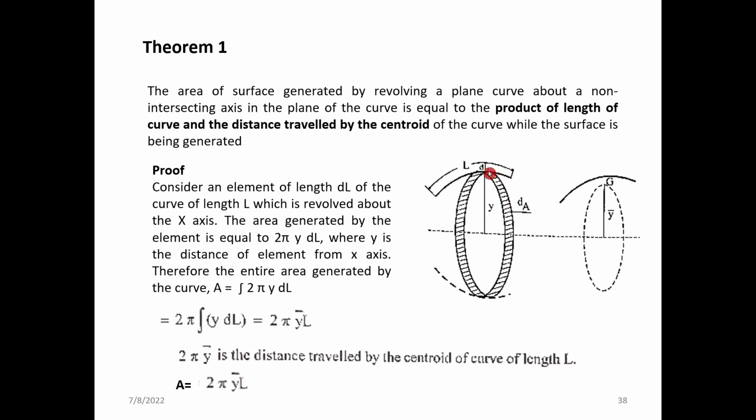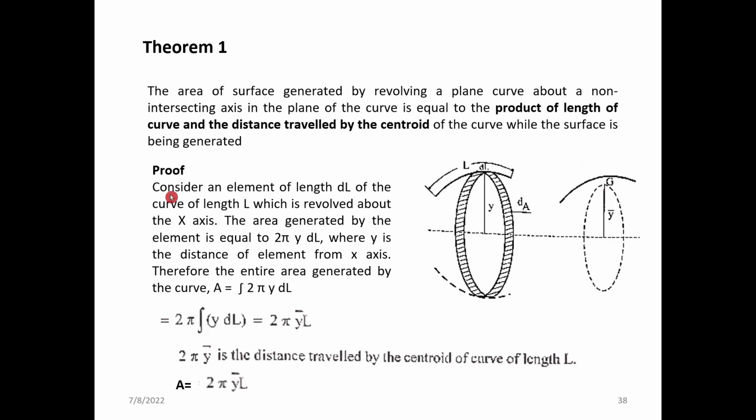So say you have a curve like this. Assume only one side, and when this curve is rotating about the y-axis, the total length over which this is revolving will give you the surface area.